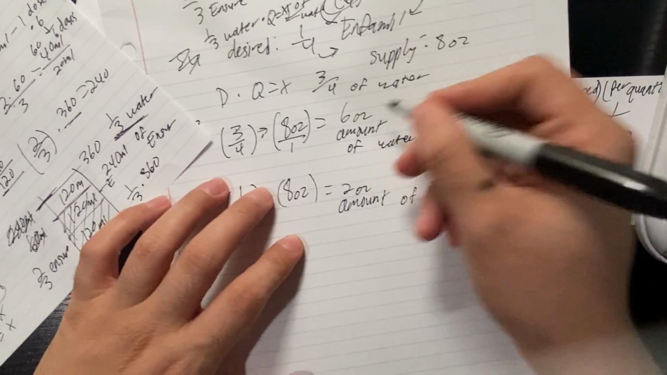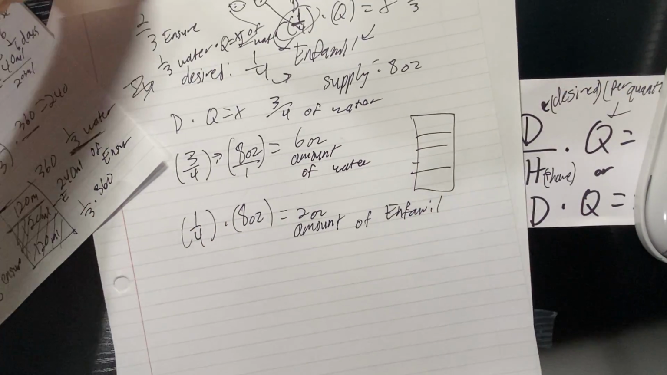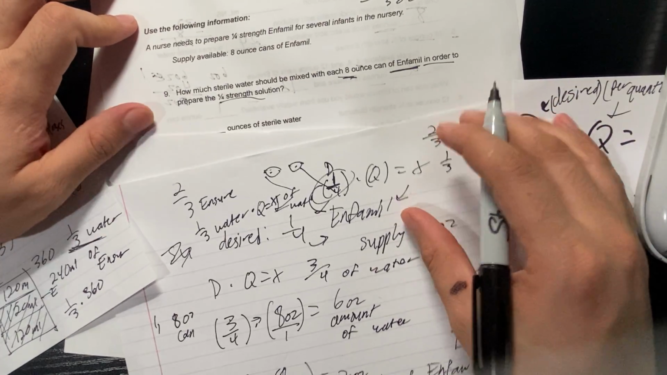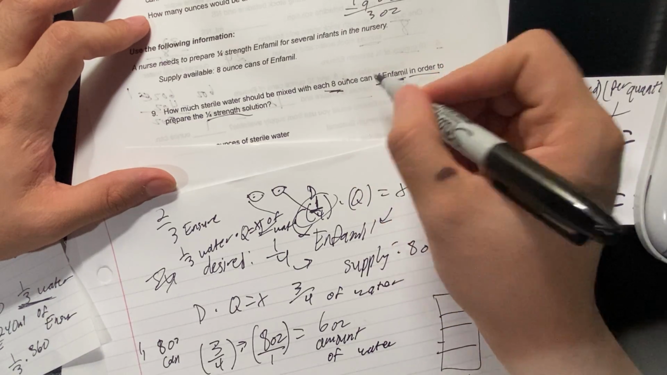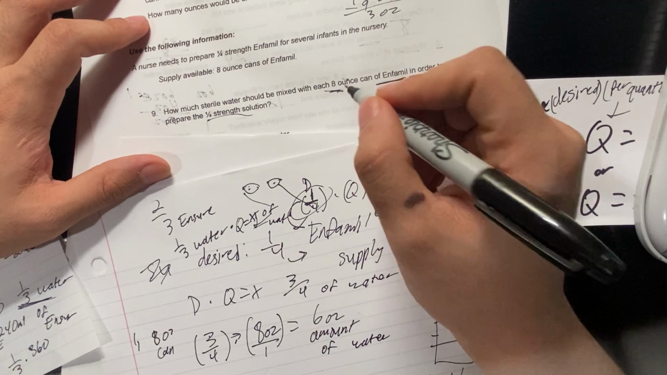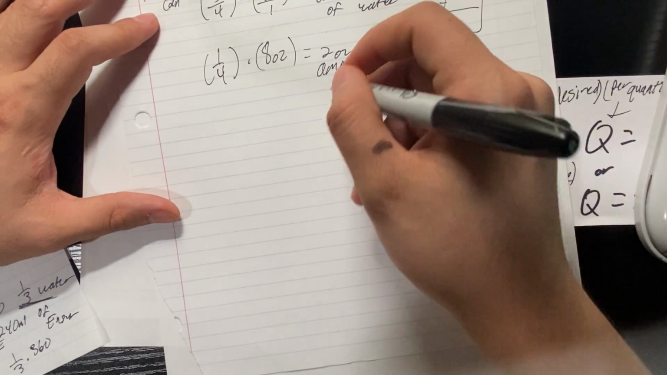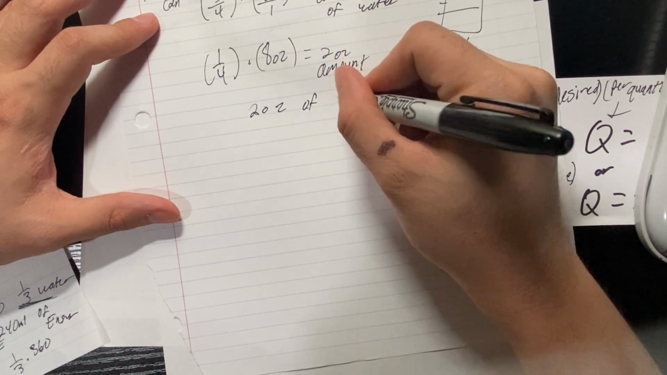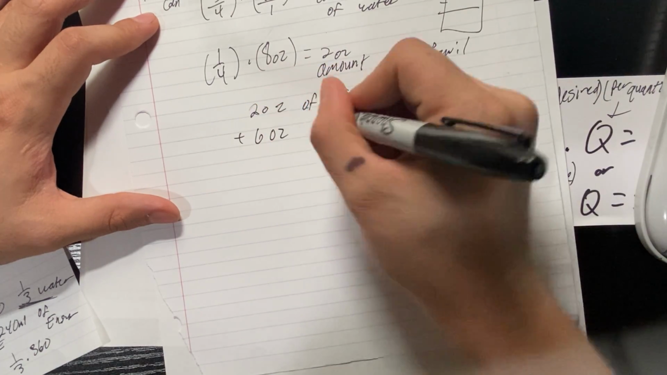We had stated that we were doing 6 ounces of water and 2 ounces of Enfamil. But although we had gone this far, that's not exactly what the question's asking. You guys ready? Okay, so check it out. Should we mix with each 8-ounce can? So you're mixing the entire can. We established a proportion: 2 ounces of Enfamil plus 6 ounces of water.